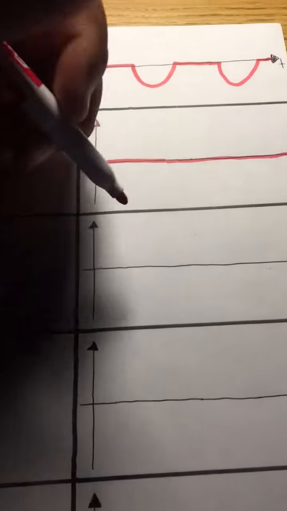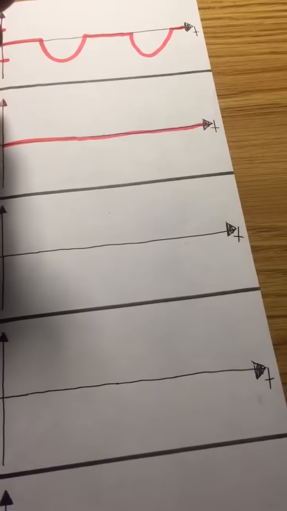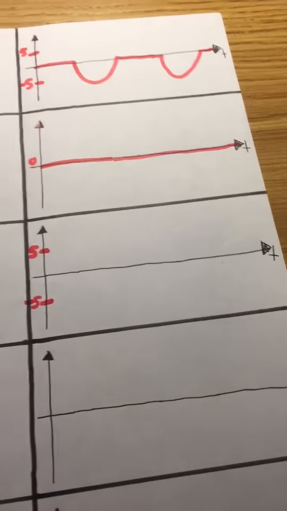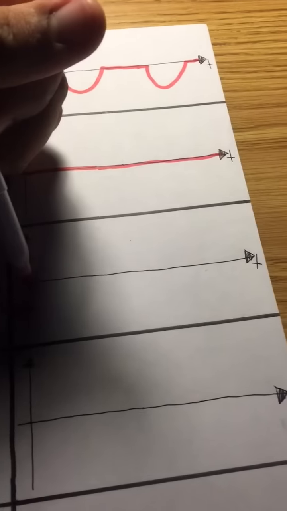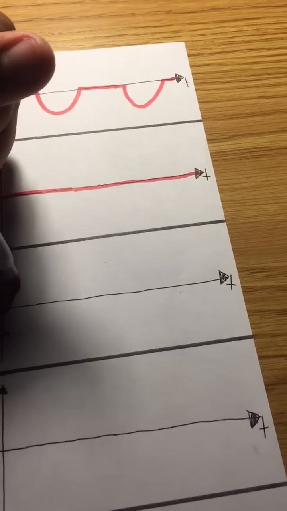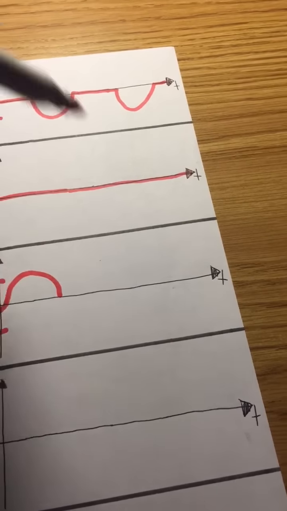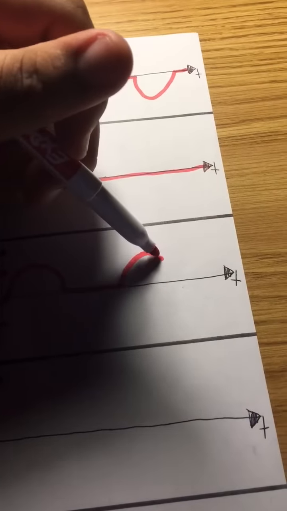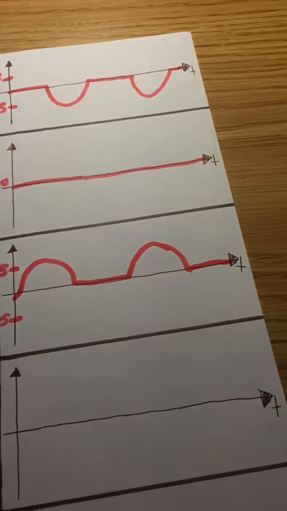Okay, and for the graph, same thing. All you're going to do is say that's 5, negative 5. In this case, since the negative is not going to be working, we'll have it go to 5, then nothing for the negative, then once again go to 5, and then once again nothing for the negative.